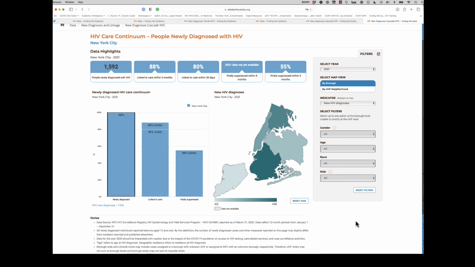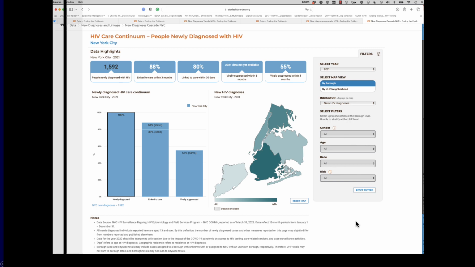If you're interested in HIV surveillance in New York City, please check out the ETE dashboard. And there's also a national version of this called the AHEAD dashboard.